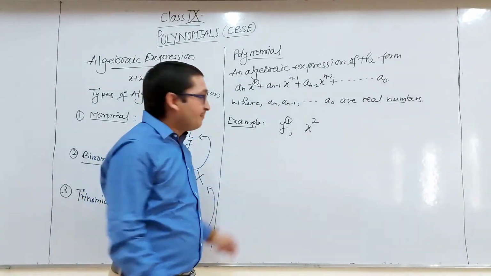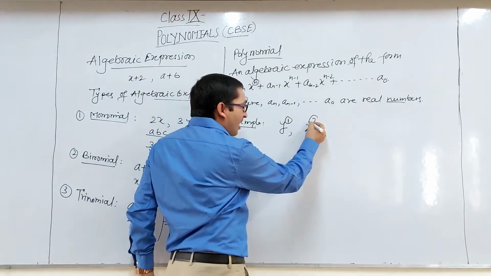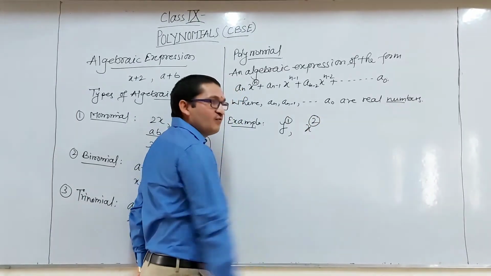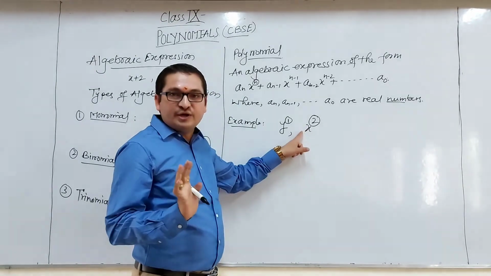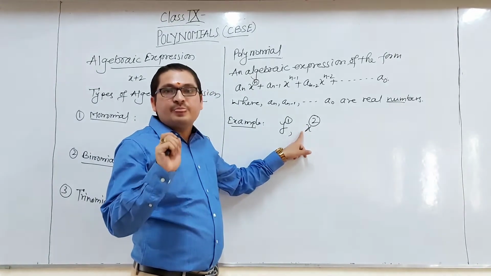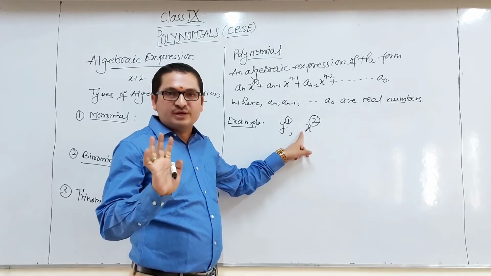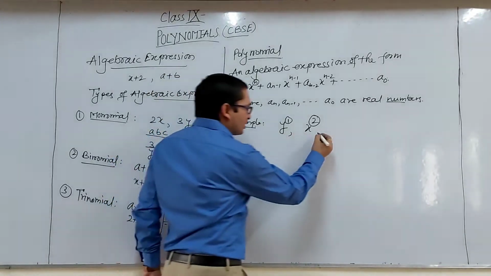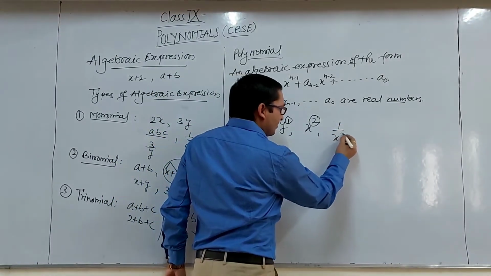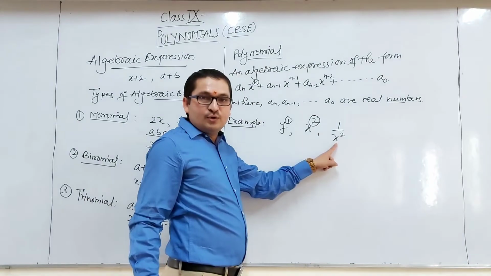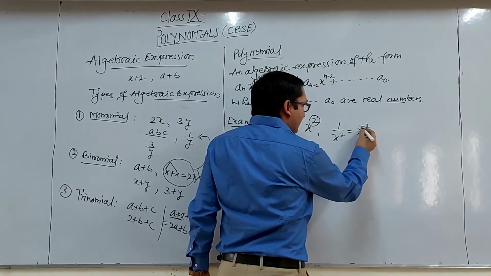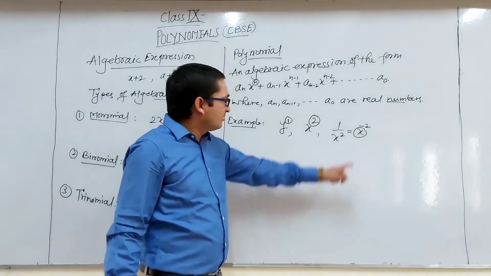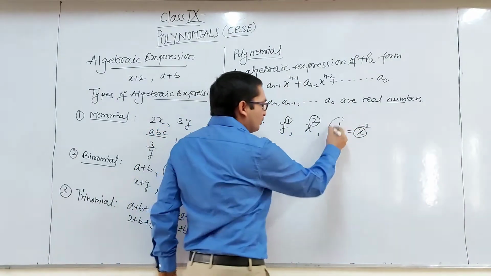Why? We have to check, we have to see the power of the variable. If the power of the variable is a positive integer, then the algebraic expression will be a polynomial. If I ask you, 1 upon x square, is it a polynomial? No, it's not a polynomial. The reason is that the power of the variable is a negative integer. So this is not a polynomial.